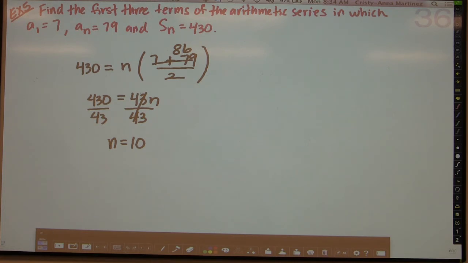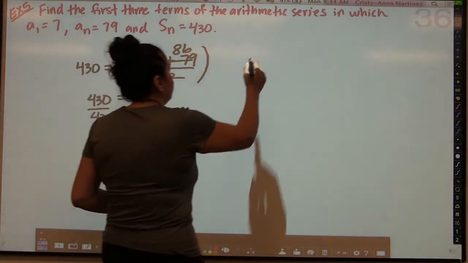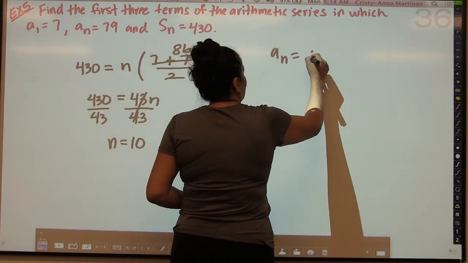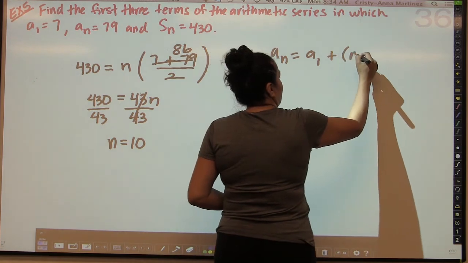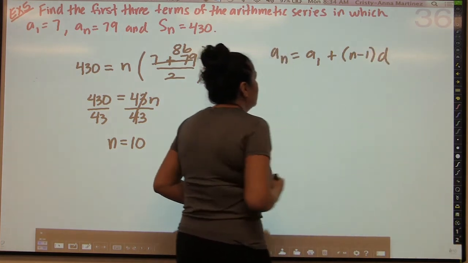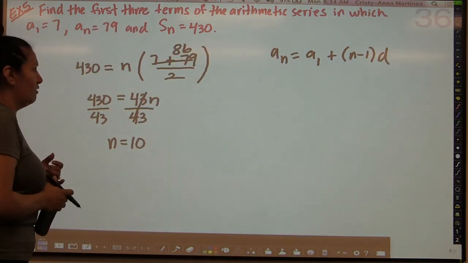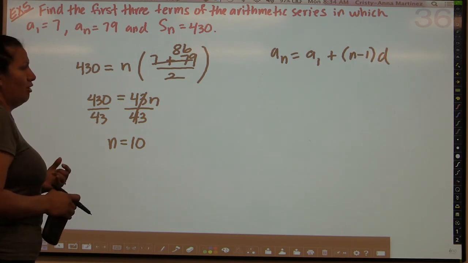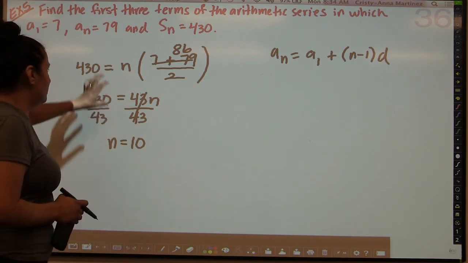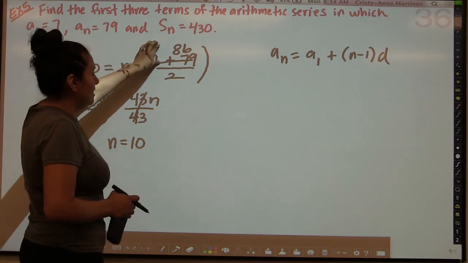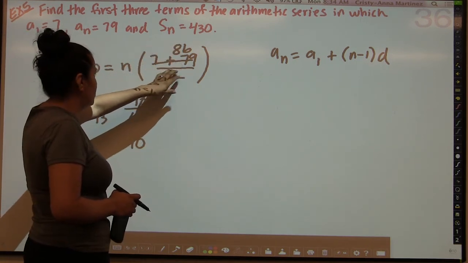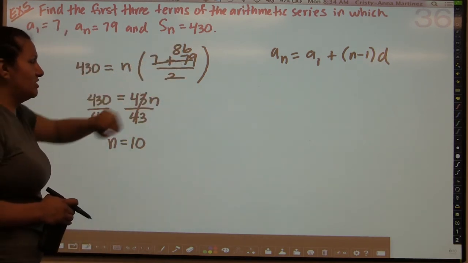So now to find the value of d, we're going to go back to the arithmetic sequence formula, which was a sub n equals a sub 1 plus n minus 1 times d, this formula. So remember, don't get them confused. We have an arithmetic series formula and an arithmetic sequence formula. So the series formula was the n times a sub 1 plus a sub n divided by 2 formula, and this is the sequence formula.